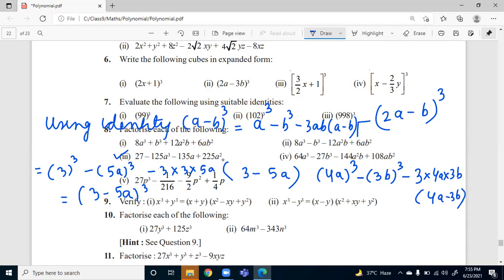So everything seems to get converted into the above identity. So the next step, what can I write? I can write it is the same as 4a minus 3b whole cube.